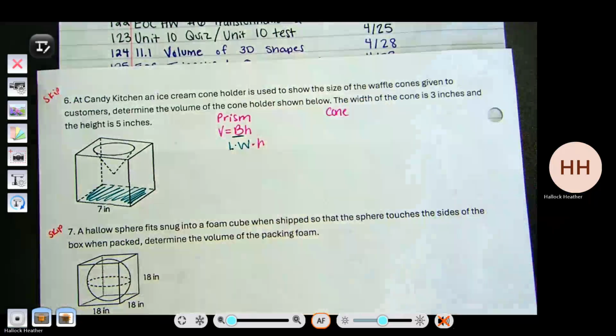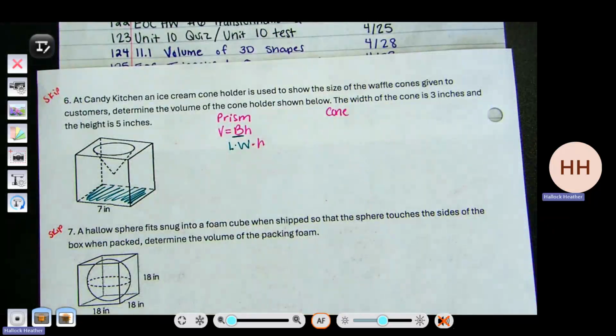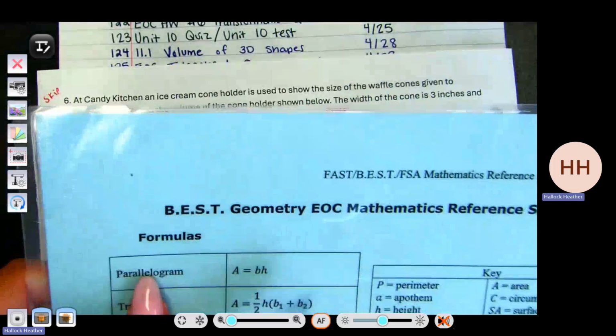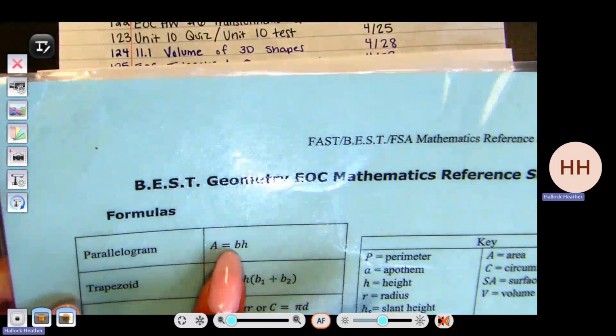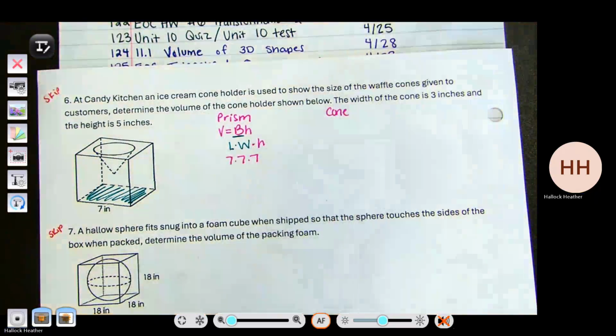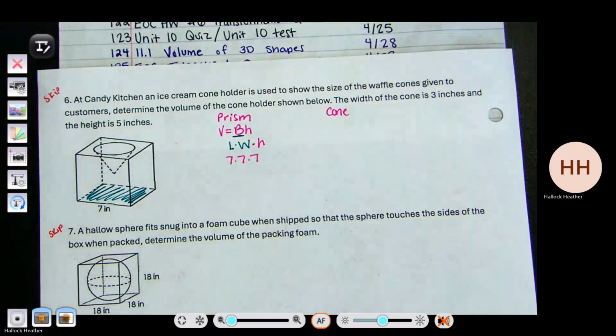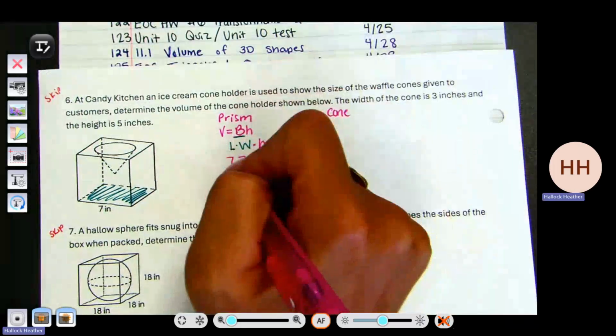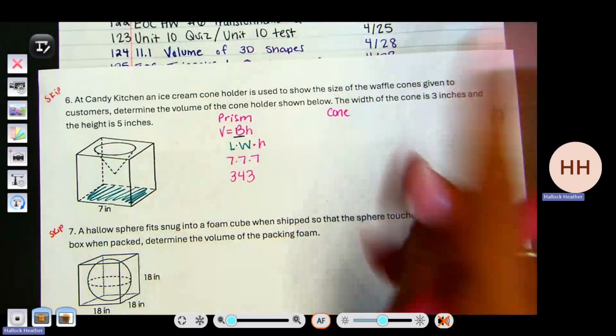Okay. It's actually a parallelogram because a square is a parallelogram, which is base times height, which is length times width. So because it's a cube, it's 7 times 7 times 7. So 7 cubed, which is how much? 343.